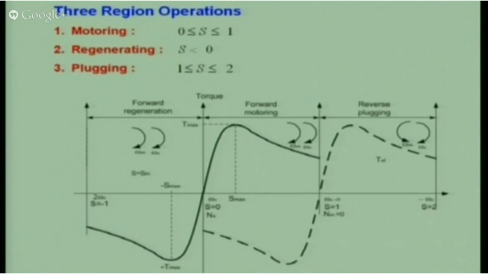So there are three regions shown, omega M, omega S. This is forward regeneration, forward motoring, and reverse plugging. Similarly, opposite में करेंगे तो reverse plugging, मतलब T max minus के तरफ जाएगा. तो क्या करते हैं, या तो उसकी connection को बदल देते हैं, किसी एक phase के connection को interchange कर दीजिए, तो उसमें जो torque होगा, वो opposite direction में होगा, वो रुकेगा. या थोड़ी देर के लिए सप्लाई को ऑफ कर दिया, तो टॉर्क अपने आप ही जीरो हो गया. So this is the method, और इसको कहते हैं इलेक्ट्रिकल ब्रेकिंग.